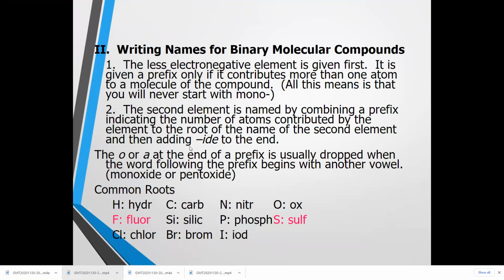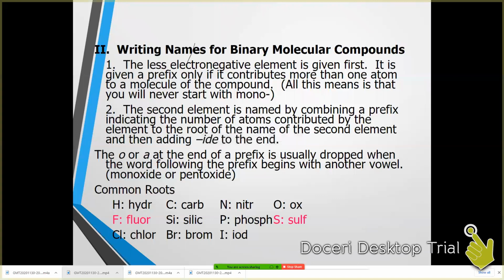Now, if you have the formula and you need to write the name, the less electronegative element is given first. So remember, less electronegative is farthest from fluorine. It only has a prefix when it contributes more than one atom to a molecule in the compound. All this means is never, never, never start with mono. So a name of a covalent compound should never start with mono.